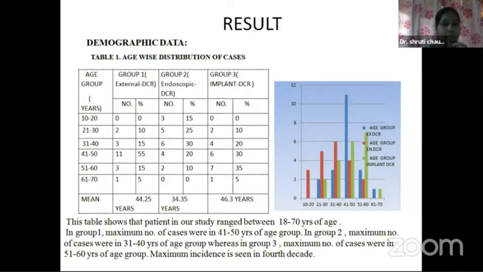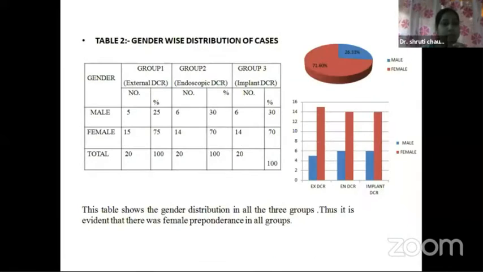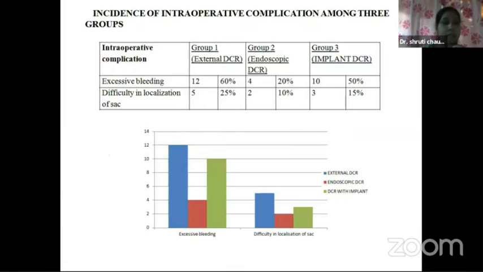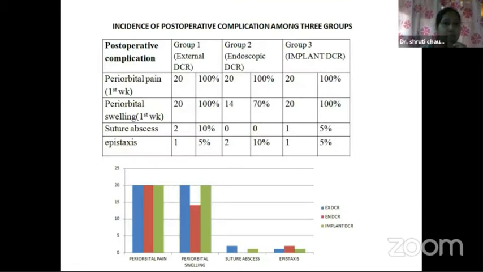The results I obtained: the demographic data shows the maximum incidence in the 4th decade. There is a female preponderance of chronic dacryocystitis in all the age groups. The incidence of intraoperative complications, that is excessive bleeding and difficulty in localization of the sac, is seen less in endoscopic DCR when compared to external and implant DCR. The postoperative complications like periorbital swelling, periorbital pain, and epistaxis were nearly the same in all the groups except suture abscess, which is not seen in endoscopic DCR as it is a sutureless surgery.